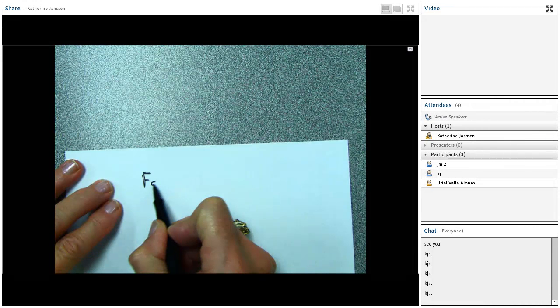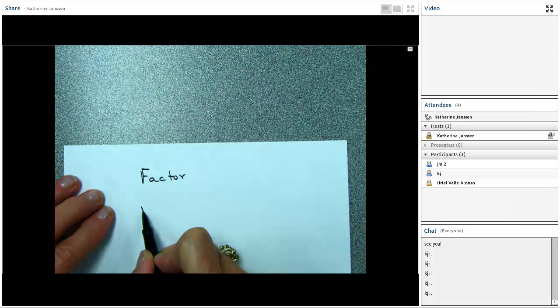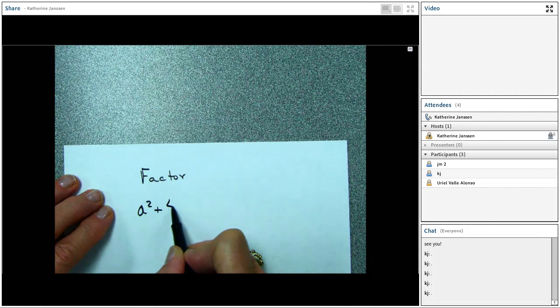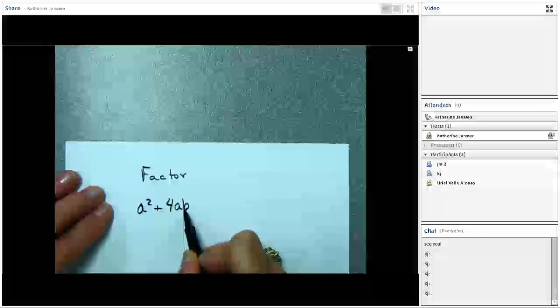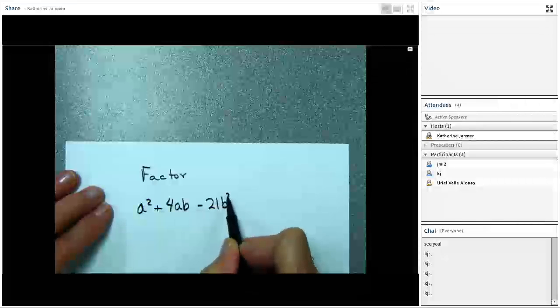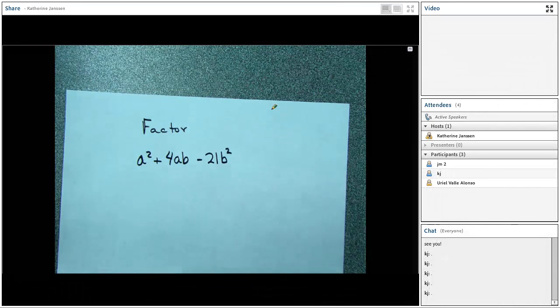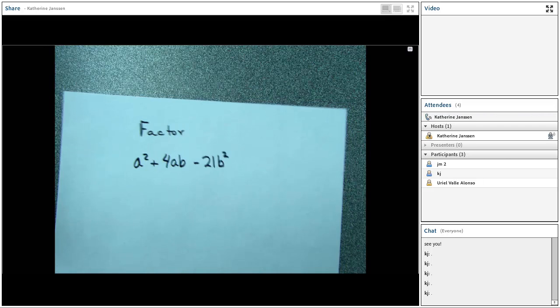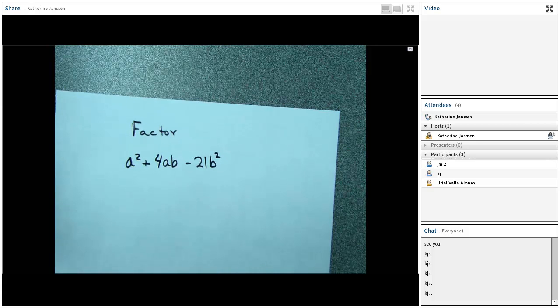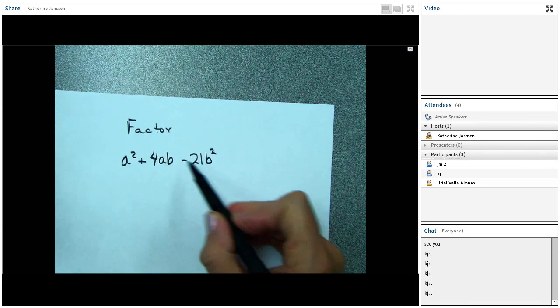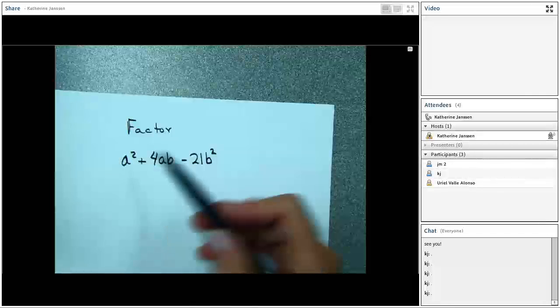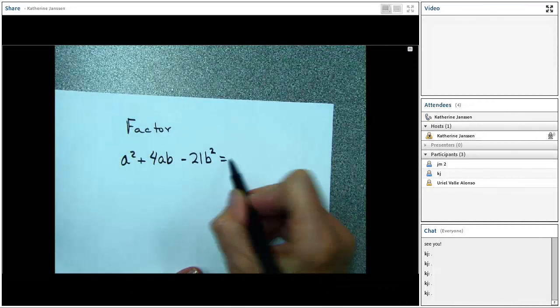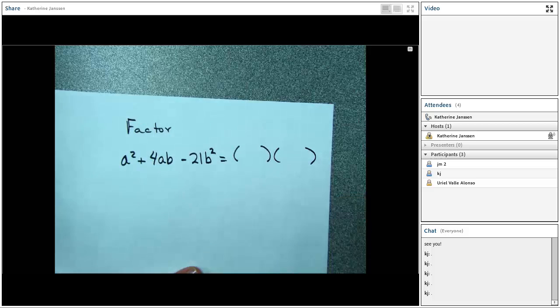Asked to factor a squared plus 4ab minus 21b squared. Well, that looks like we are collecting like middle terms that are going to be ab, and the square root of a here and the square root of b. So we expect that we can factor this as a product of two binomials.